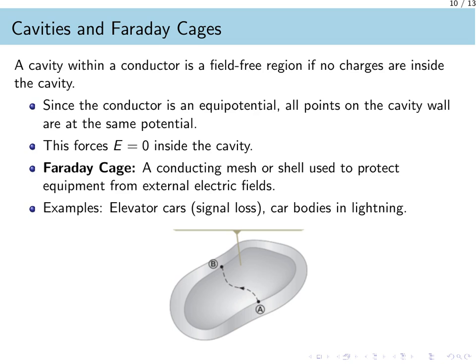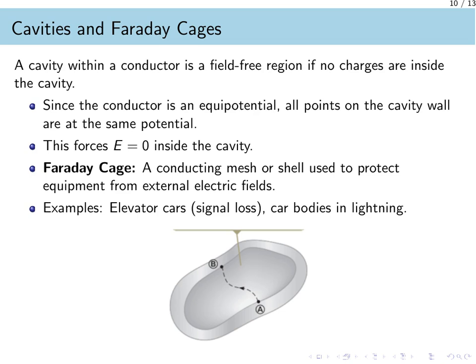Let us explore cavities and Faraday cages. If a conductor contains an empty internal cavity with no charges inside, that cavity is a completely field-free region. Because the entire conductor forms an equipotential volume, all points on the walls of the cavity share the same exact electric potential. This uniform potential forces the electric field to be zero everywhere inside the empty cavity.